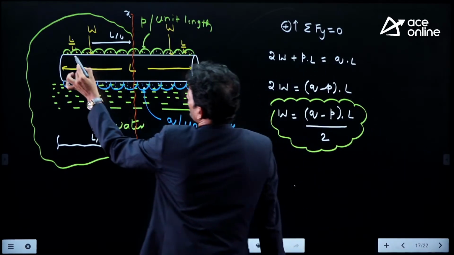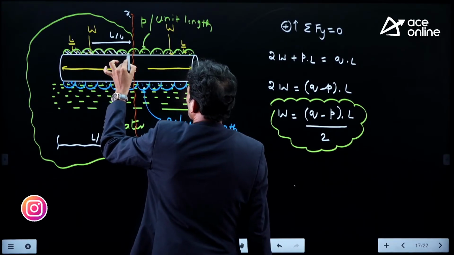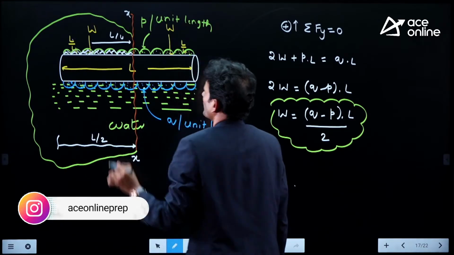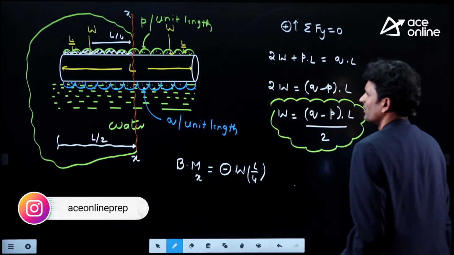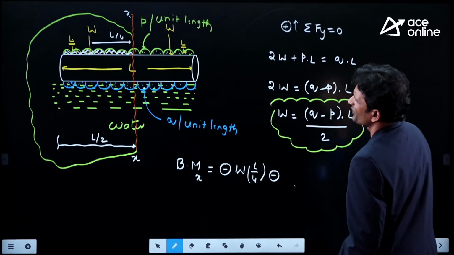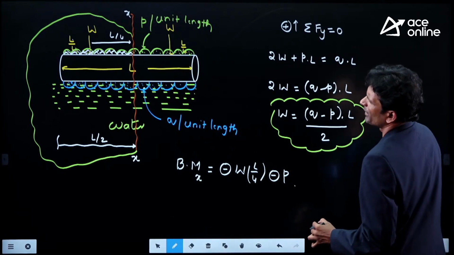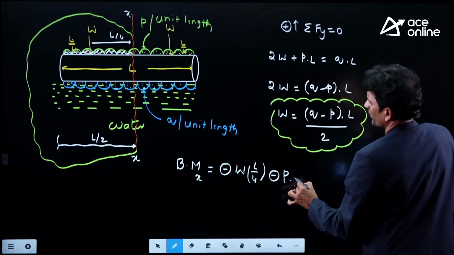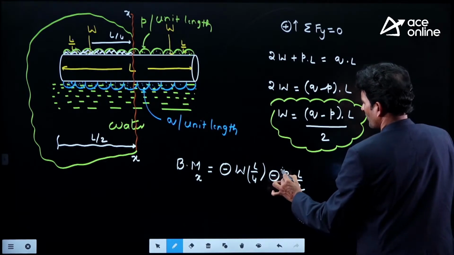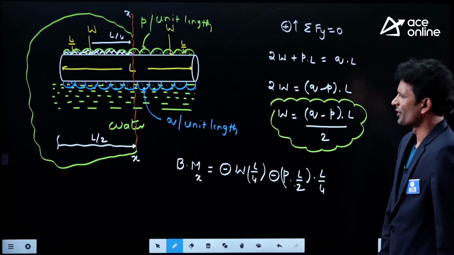Then take the downward UDL up to this point. The UDL is acting in the downward direction, so now minus P into L by 2, into L by 4, the distance of this load.